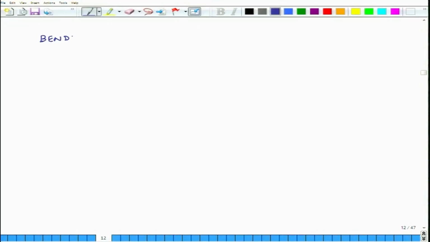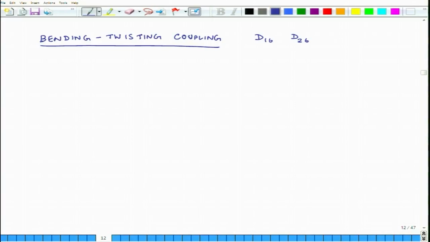Bending, twisting response. And specifically what we will explore is how this coupling can be minimized. We had earlier explained that this is attributable to elements D16 and D26 in the D matrix, and let us look at the definition of these elements.